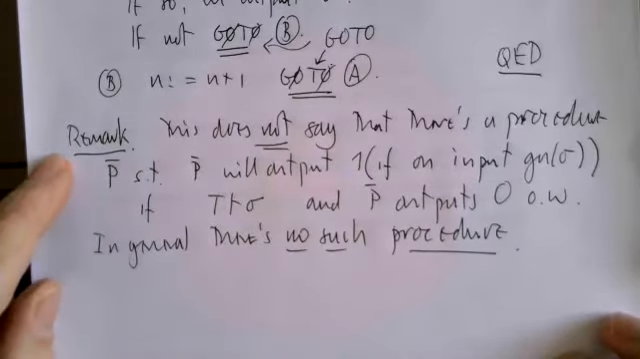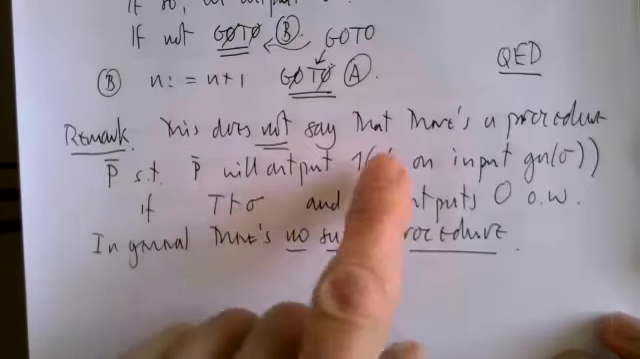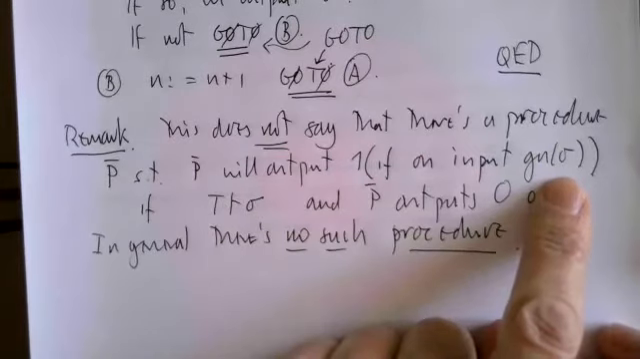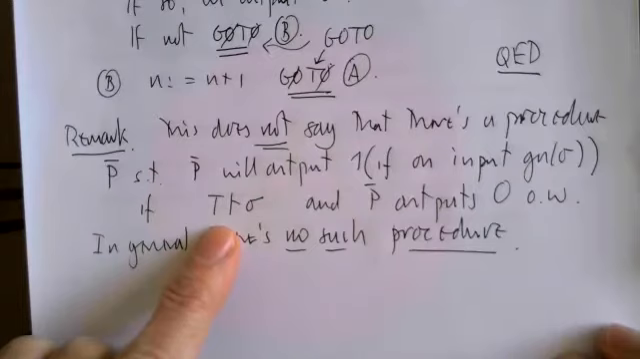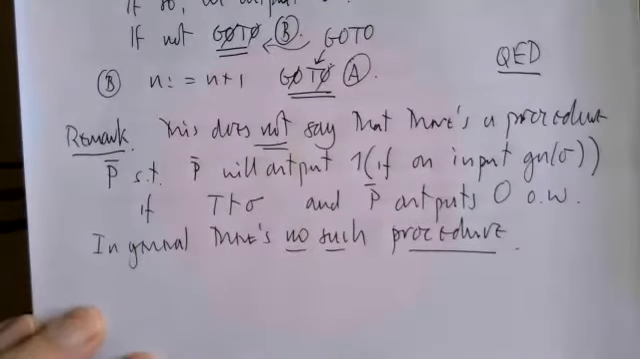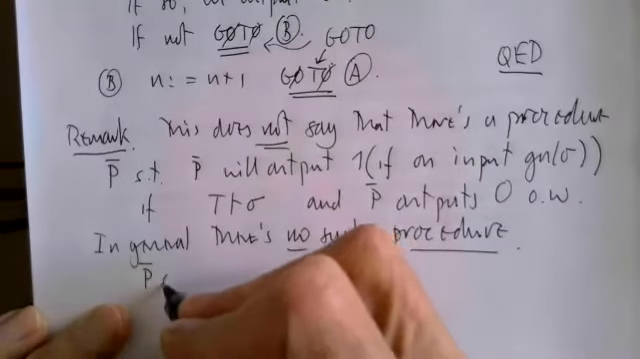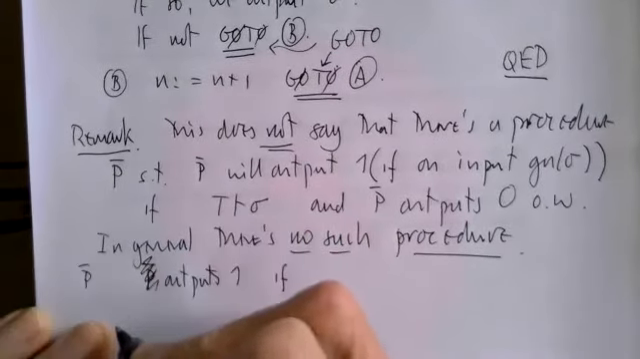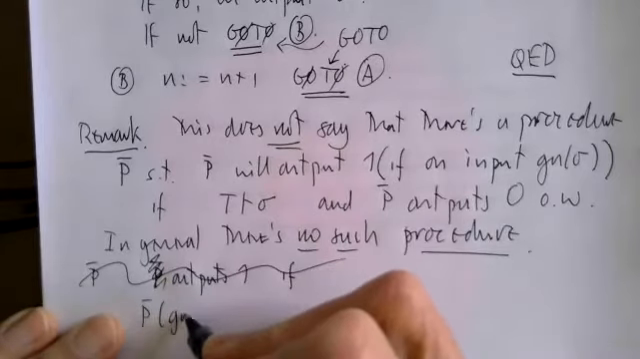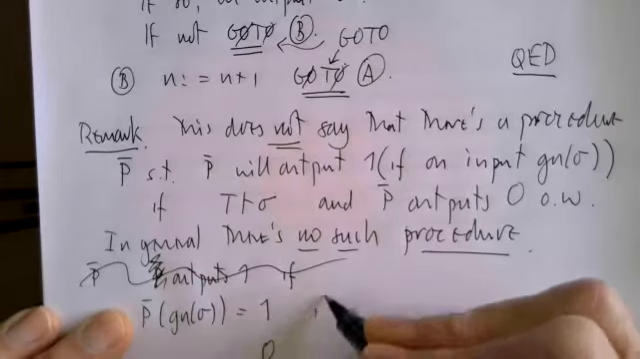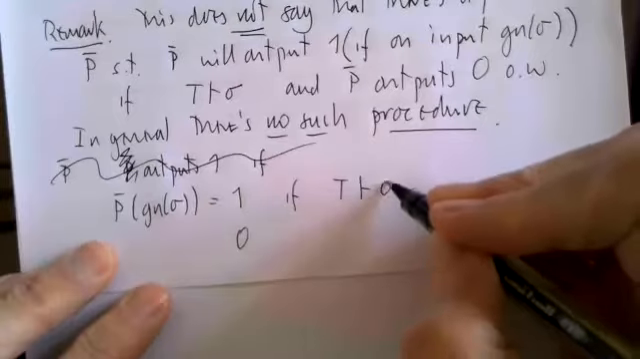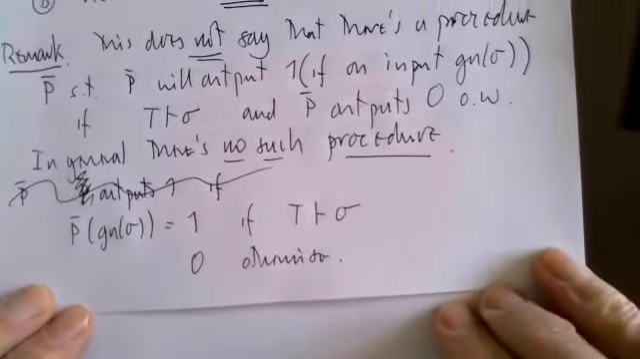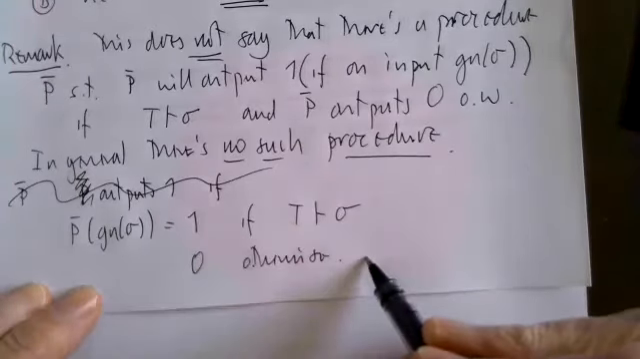So I'll read this out. Remark. So again, this is just a remark on the bottom of page 101. This does not say that there's a procedure P bar. It says that P bar will output one if, on input Gödel number of sigma, sigma is provable from T, and it outputs zero otherwise. So P bar of the Gödel number of sigma is 1 or 0 depending on whether T proves sigma or not. So we're saying there's no such P bar like this in general.